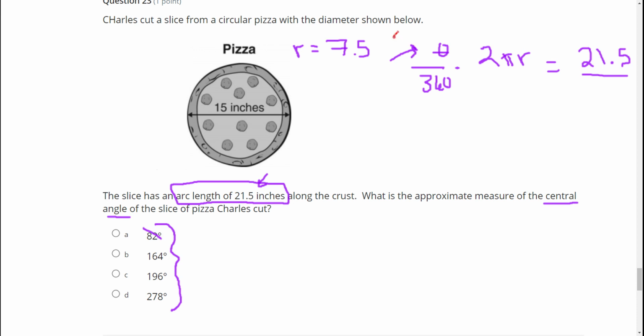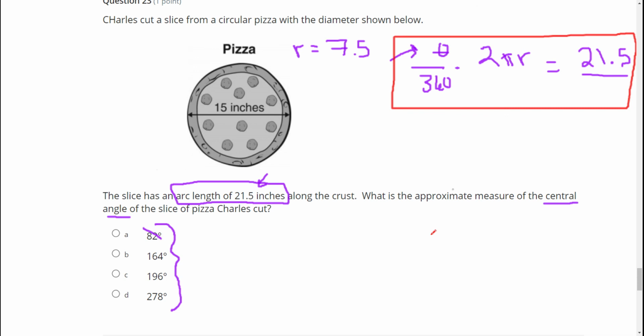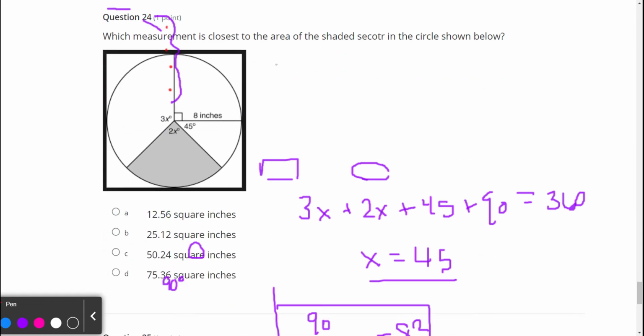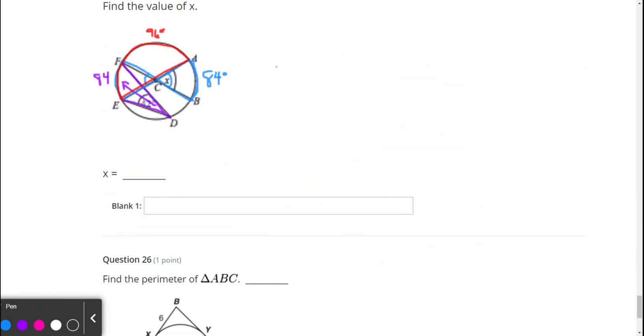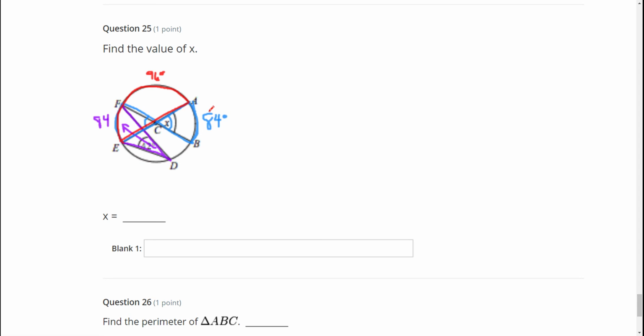If you look on the board, Lily, we wrote this equation: the angle divided by 360 times 2 pi r equals 21.5. And then we substituted all of these answer choices in to see which one worked. Number 25 is 84.